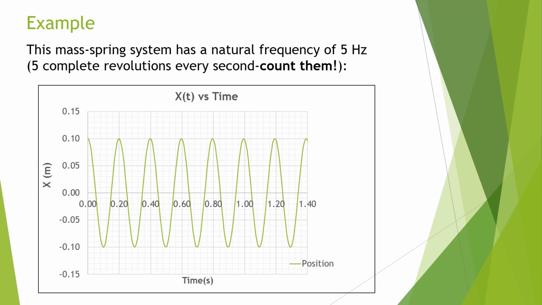We've got a mass spring system that has a natural frequency of 5 hertz, and that means that there's 5 complete revolutions every second. So let's count them, okay, so you get practice.